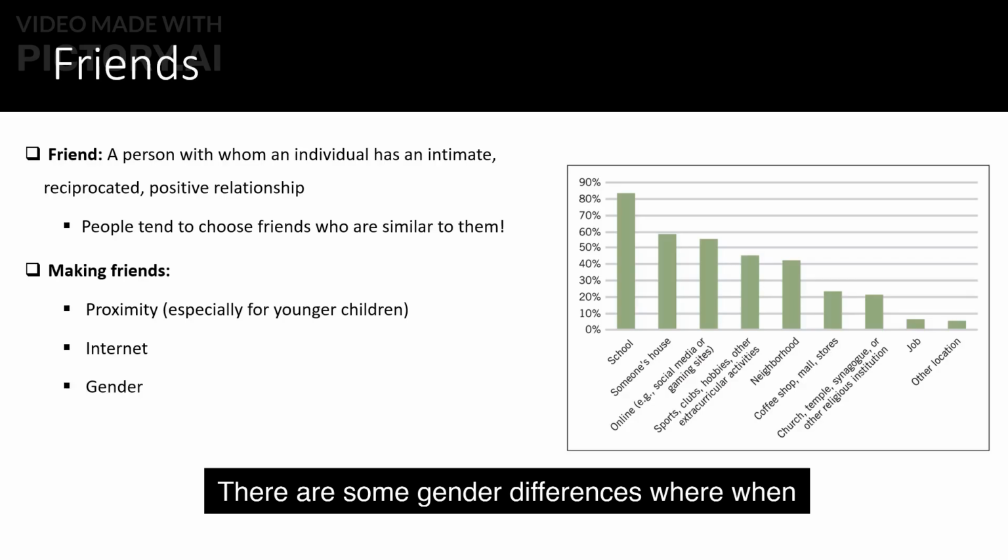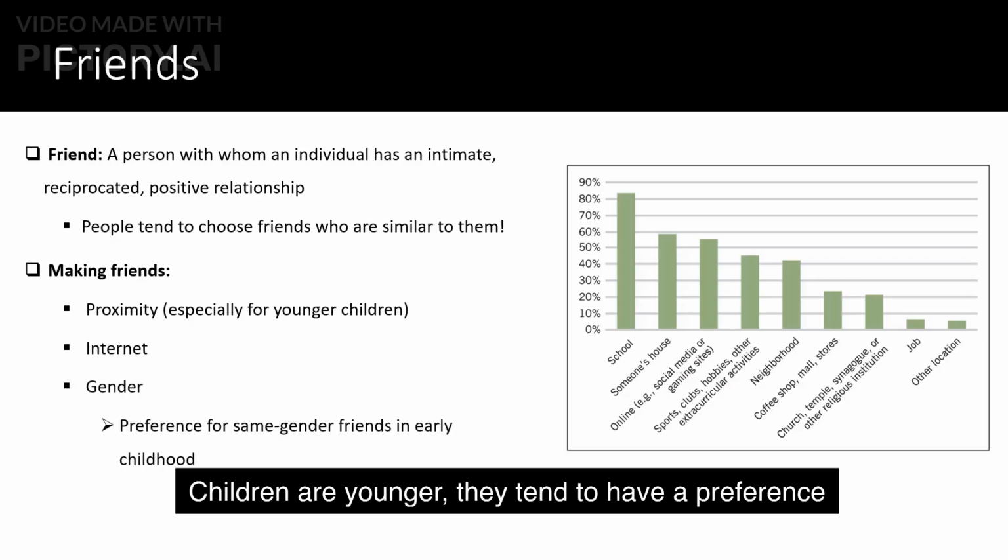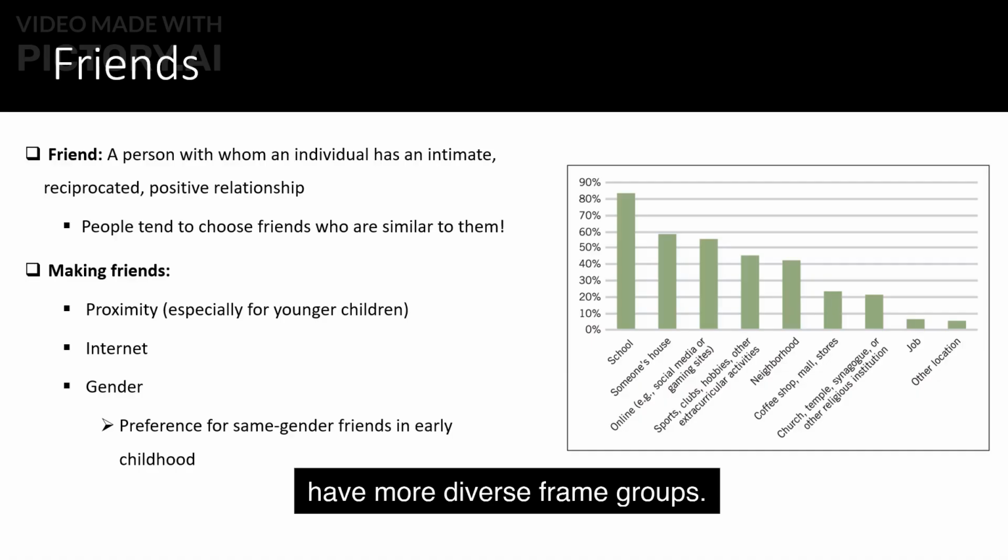Further, there are some gender differences, where when children are younger, they tend to have a preference for same-gender friends, but as they age, they tend to have more diverse friend groups.